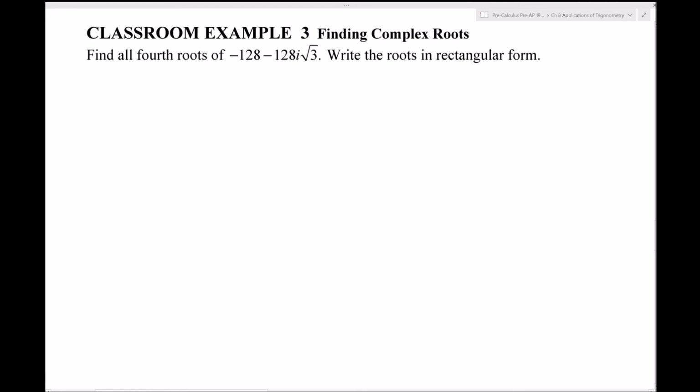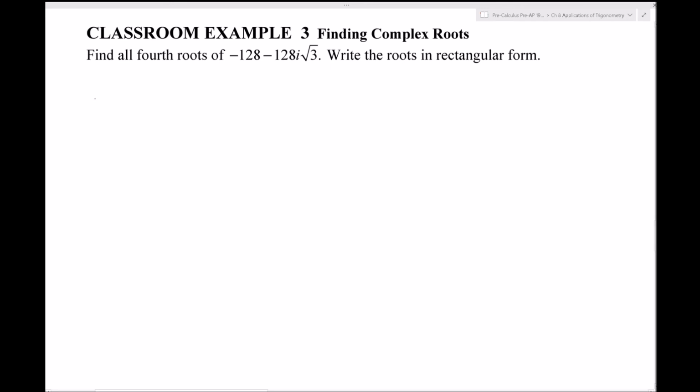How would I find all 4 roots of this number? Negative 128 minus 128i square root of 3. It looks like a beast of a problem, but it's super easy if you think of it geometrically. So geometrically, we have it in rectangular form, and I'd like that in polar form to make any sense out of it, because I can't make sense out of that in rectangular form.